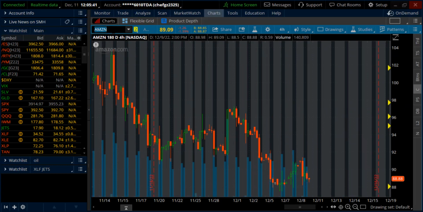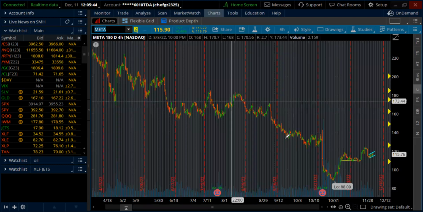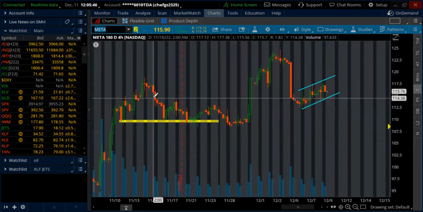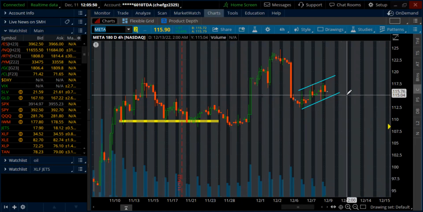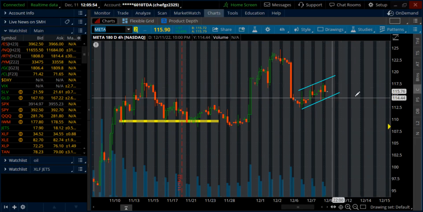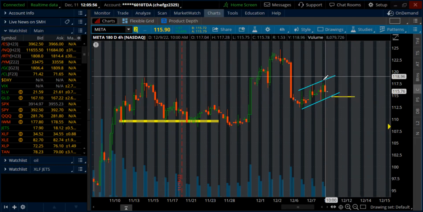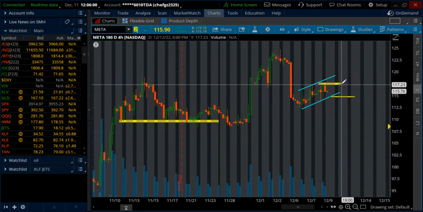The next one is going to be Meta. This one has like a little flag pattern going on here. So just keep your alerts over 117.50 and then 115. It's going to break either up or down. Very simple, right? Right here, or right here. That's it.